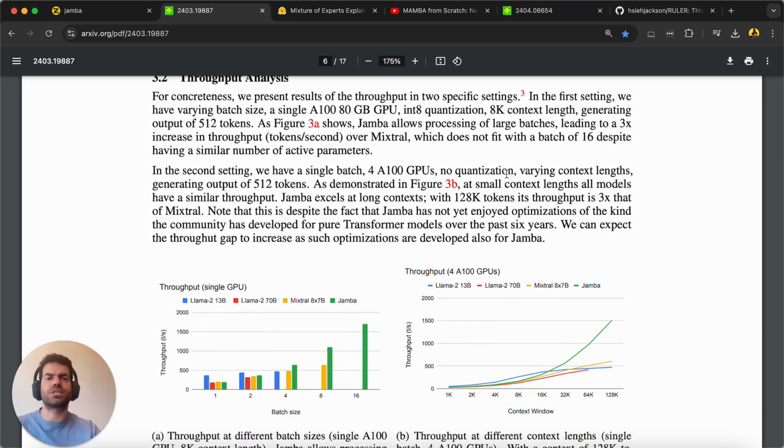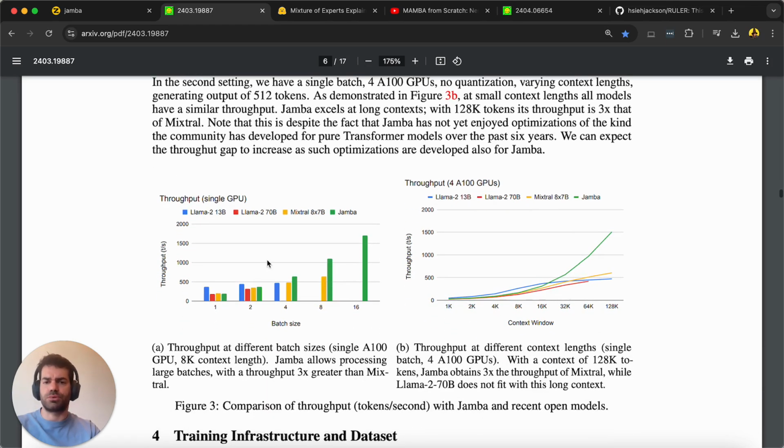Okay, Jamba allows processing of large batches, like a 3-time increase in throughput. So you can see here that with Llama 2 13B, 70B, and Mixtral, these are the things that you can really put on a single GPU. So Llama 70B can only do 2 batches. You can see that Llama 2 13B can only do 4, Mixtral can only do 8, and we can put 16 batches of those type on a single A100 GPU.